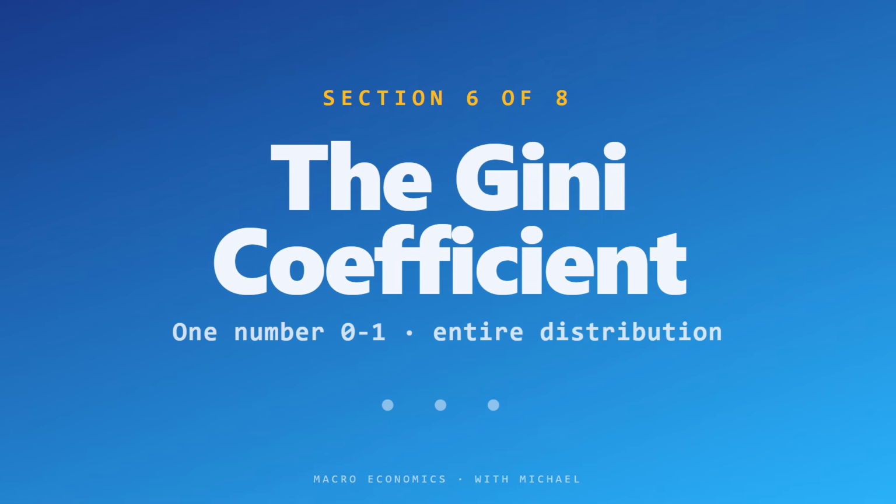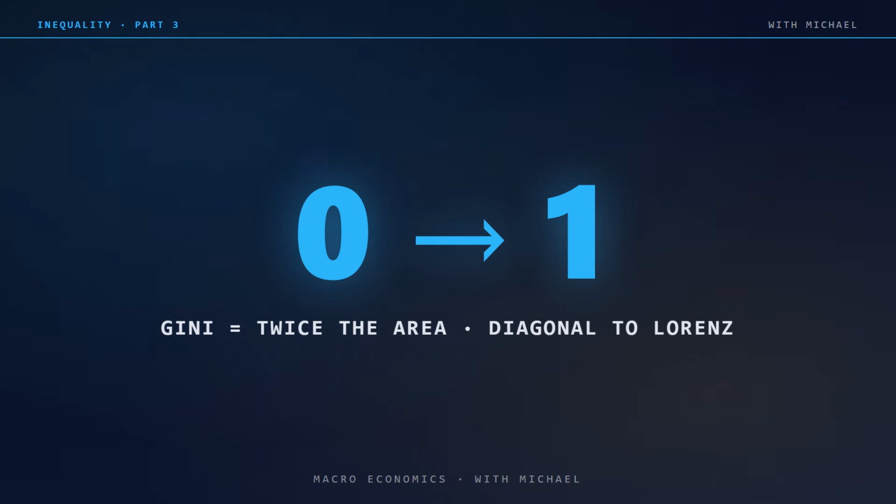A Gini of 0 means perfect equality. The Lorenz curve coincides with the diagonal. A Gini of 1 means perfect inequality. One household has everything, all others have nothing. Most countries fall between 0.25 and 0.55.